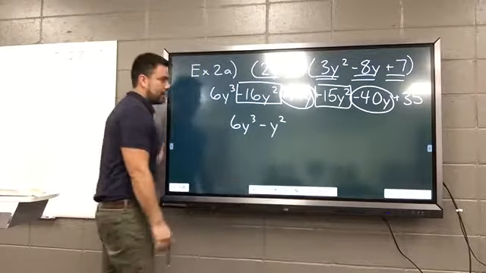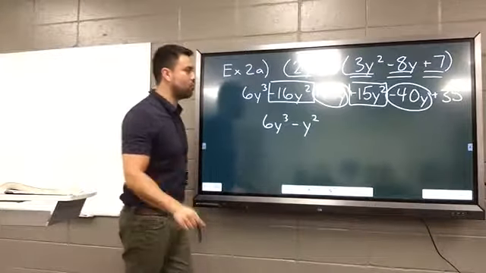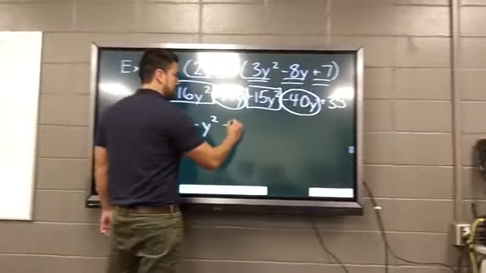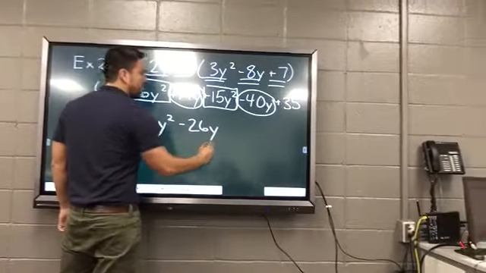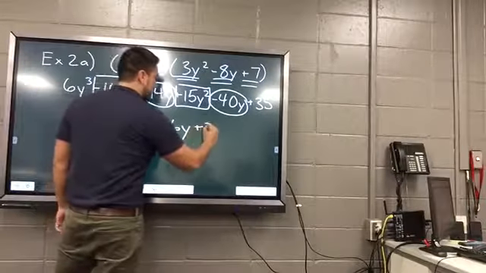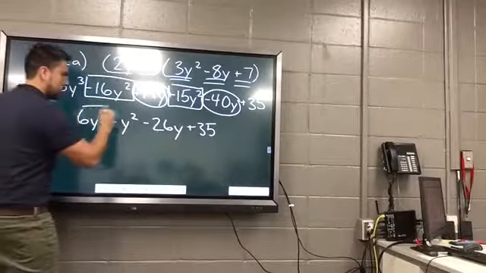Negative y squared. And then what's 14y minus 40y? Negative 26y, and then that 35 is by itself, no like term. This is what you get.